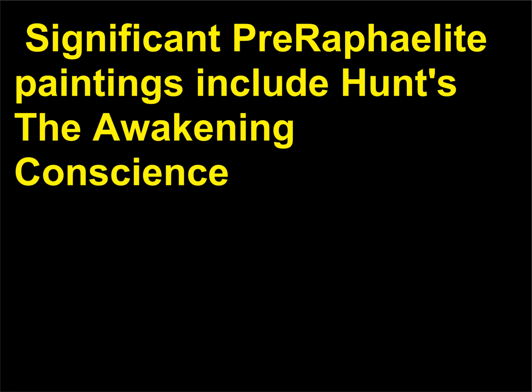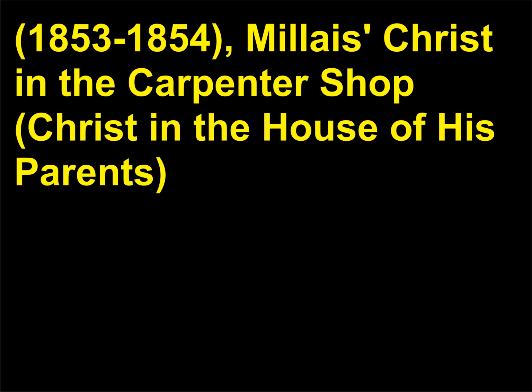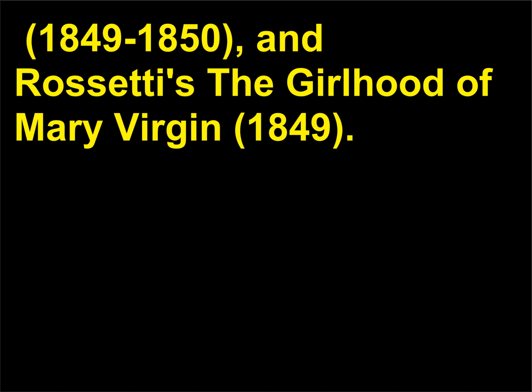Significant Pre-Raphaelite paintings include Hunt's The Awakening Conscience, 1853 to 1854, Millais's Christ in the Carpenter's Shop, Christ in the House of His Parents, 1849 to 1850, and Rossetti's The Girlhood of Mary Virgin, 1849.